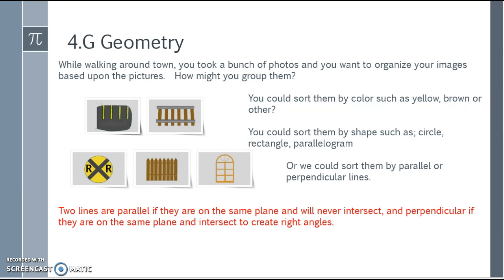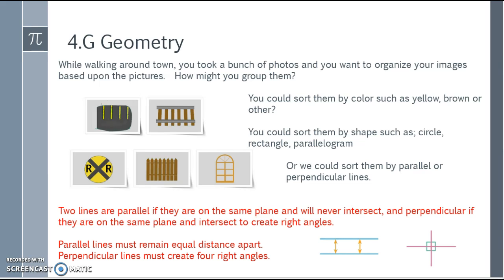2 lines are parallel if they are on the same plane and will never intersect, and perpendicular if they are on the same plane and intersect to create right angles. Parallel lines must remain equal distance apart, such as the blue lines listed, and perpendicular lines must create 4 right angles.